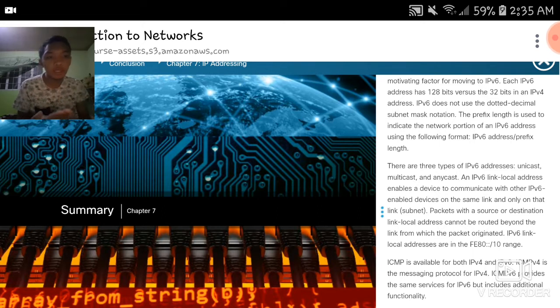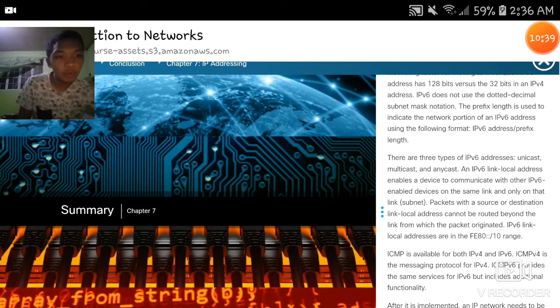An IPv6 link-local address enables a device to communicate with other IPv6-enabled devices on the same link and only that link or subnet. Packets with a source or destination link-local address cannot be routed beyond the link from which the packet originated. IPv6 link-local addresses are in the range.